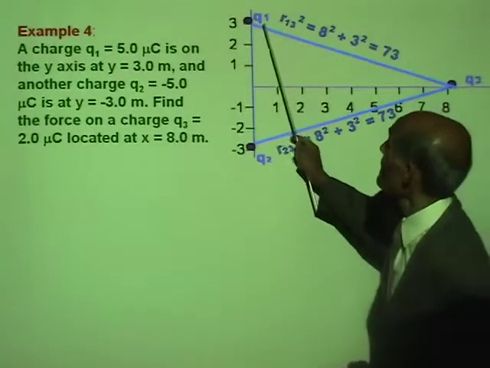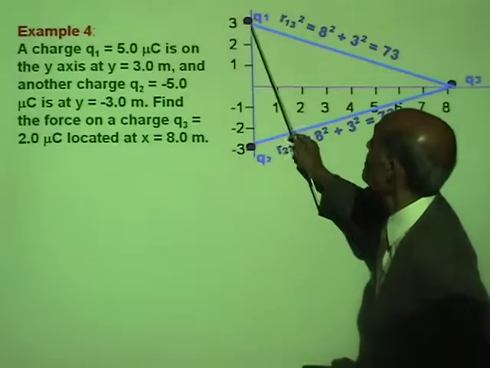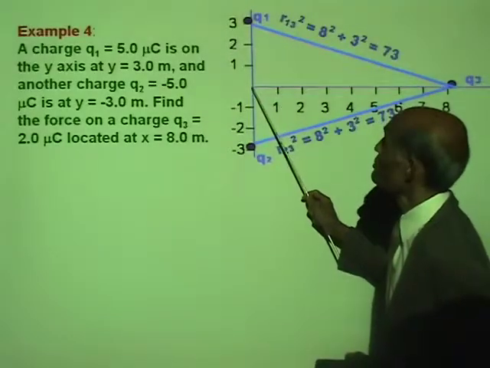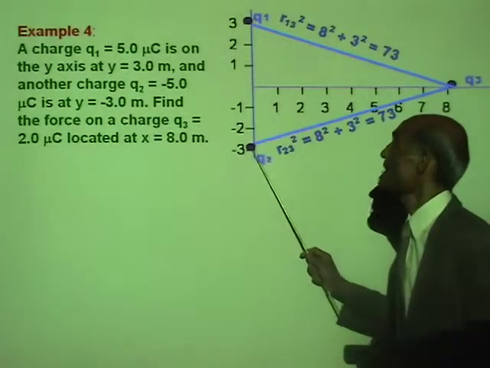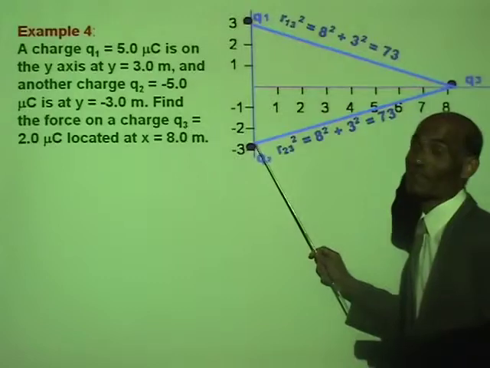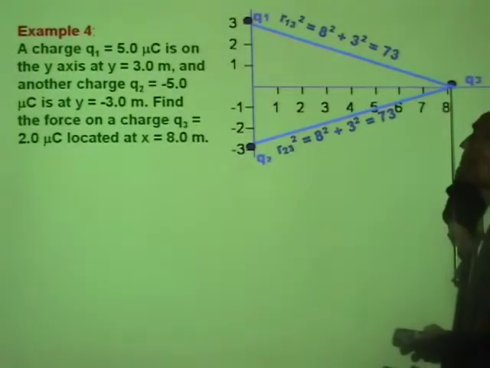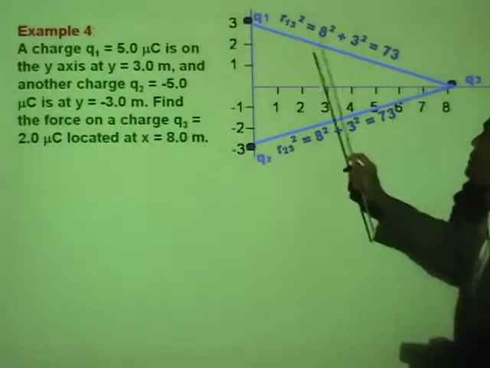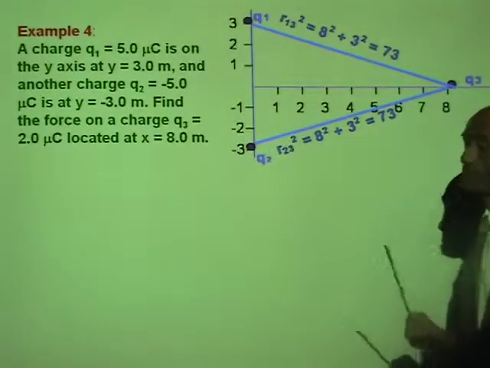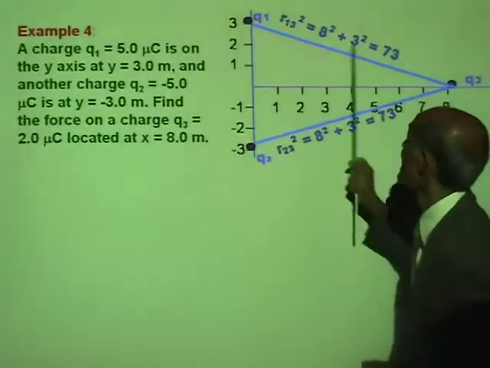A charge Q1 equal to 5 microcoulomb is at y equal to 3. And a charge Q2 equal to negative 5 microcoulomb is at y equal to negative 3. A charge Q3 equal to 2 microcoulomb is at x equal to 8 meter. You need to find the force on this charge due to these two. Well, our first task is to find the distance between these.